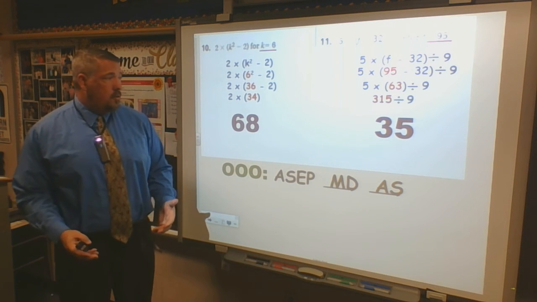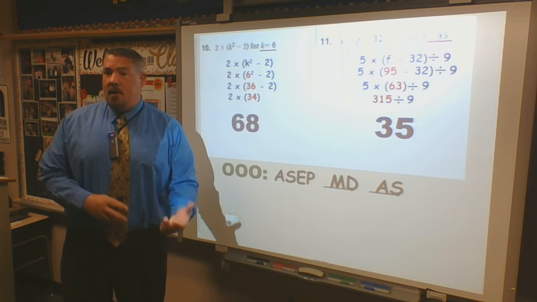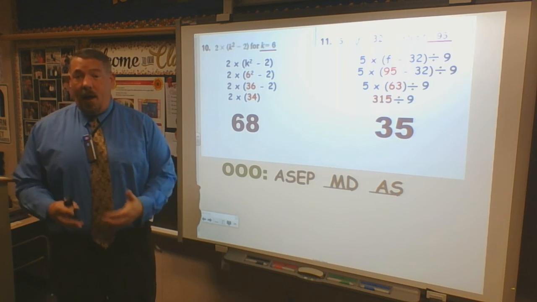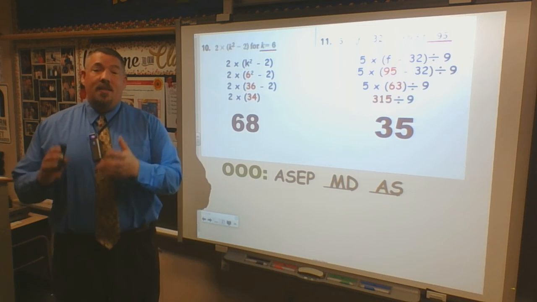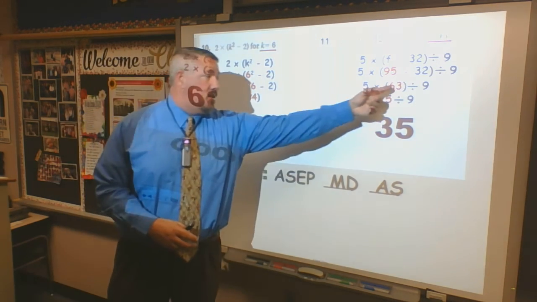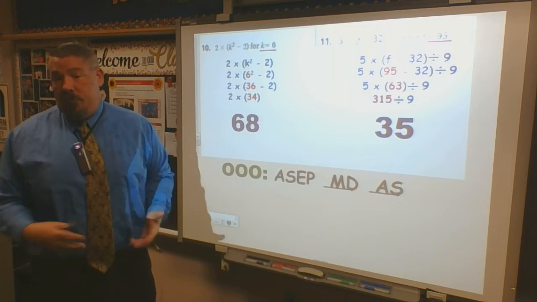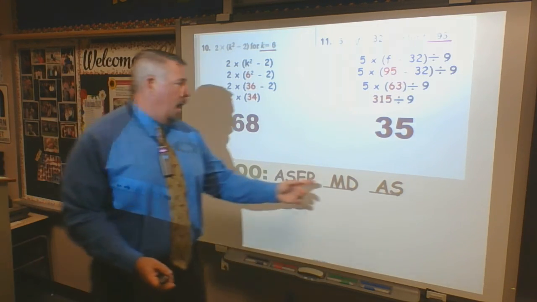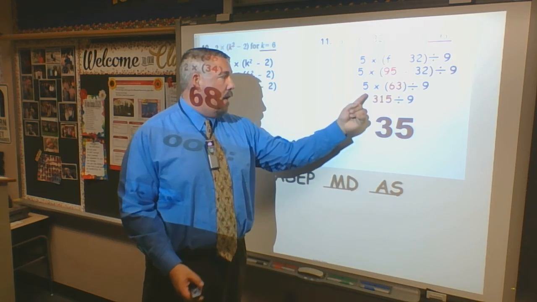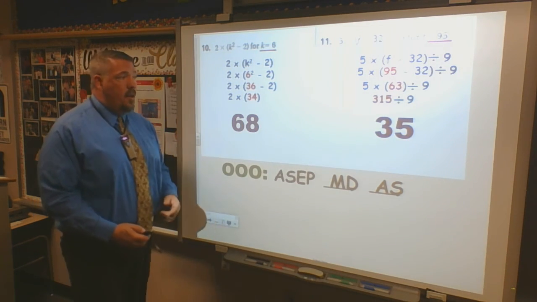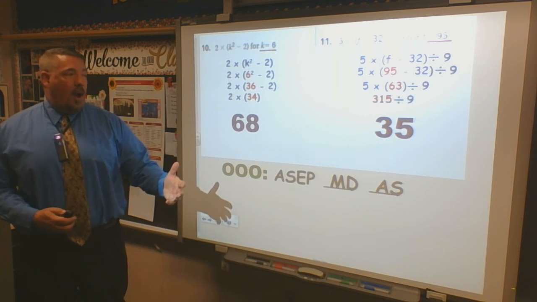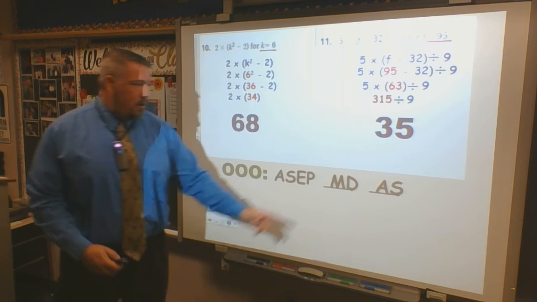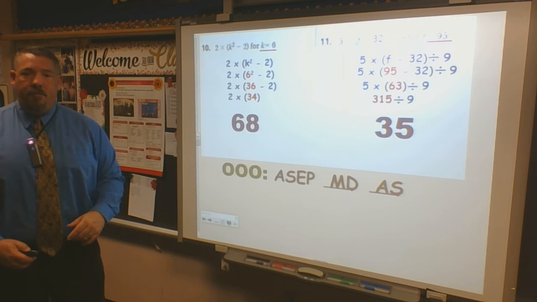Now what do I do first? Well, some of you may want to divide first. We have to start with multiplication and division because multiplication is first. Then I can do my division because it's second. If they were flopped, then I could do division first. Have to do multiplication first. So I have to take 5 times 63. 5 times 63 is 315. Then I can divide by 9, and 315 divided by 9 gives me 35.